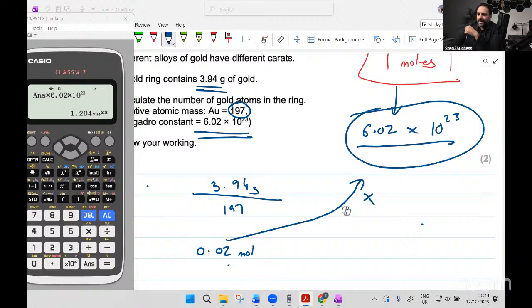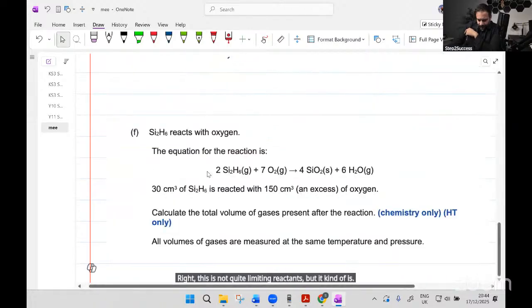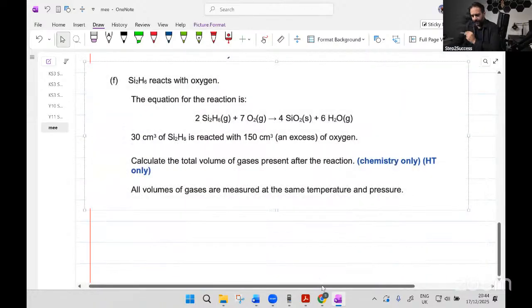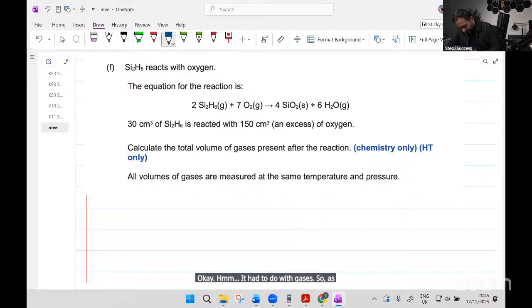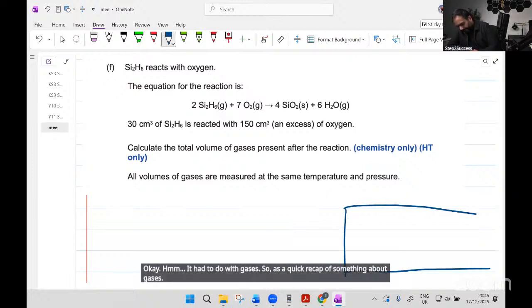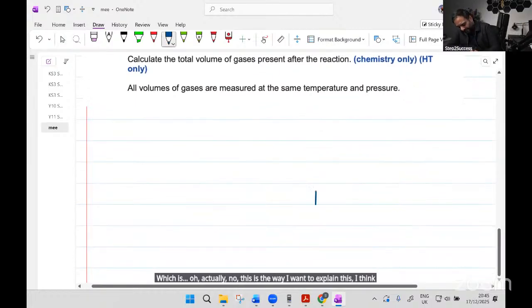Right, this is not quite limiting reactants, but it kind of is. It's to do with gases. So, as a quick recap of something about gases, or actually, no, this is the way I want to explain this. I think this is a better way of explaining this.